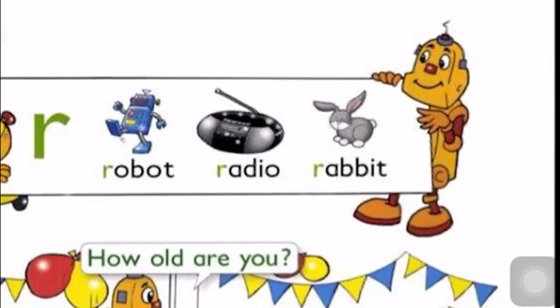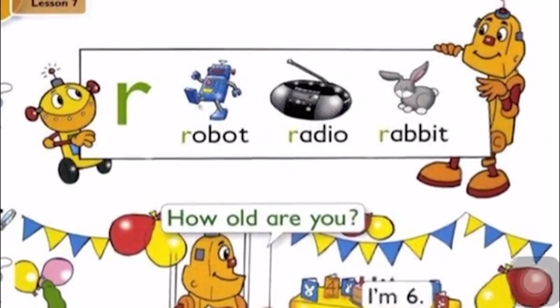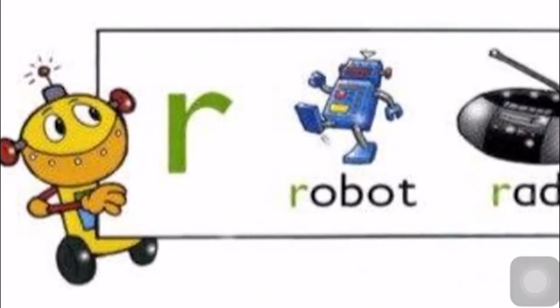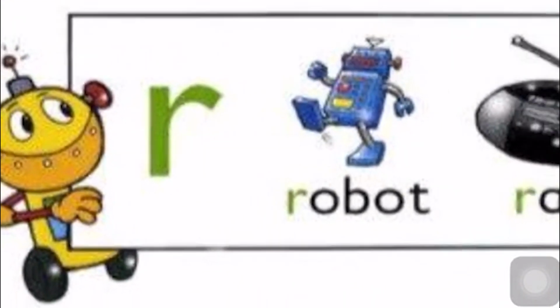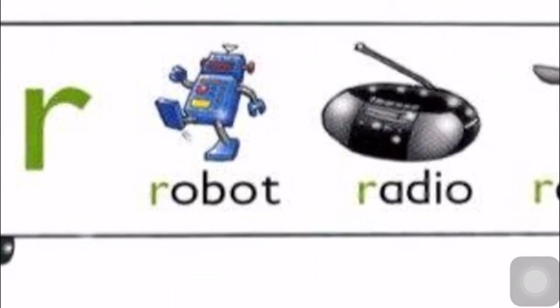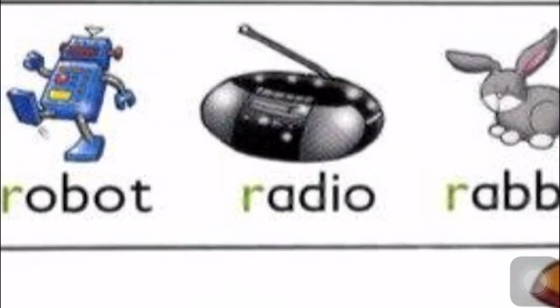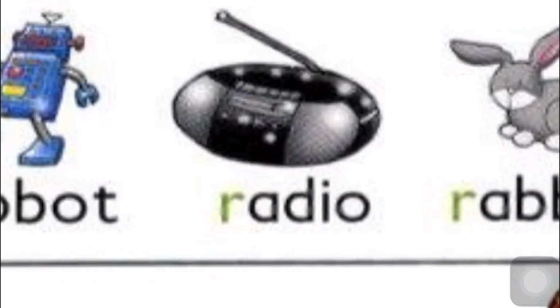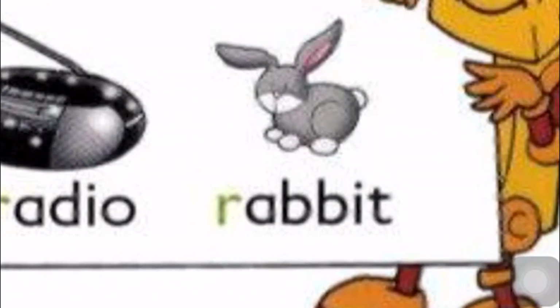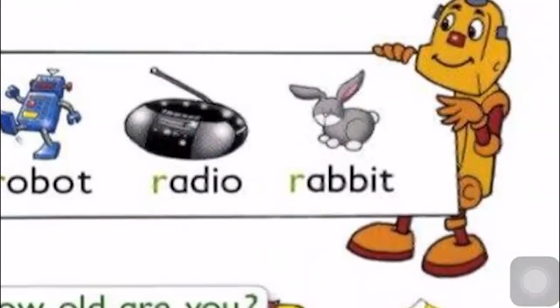So we have already listened to the audio of this lesson, which told us the sound of this letter, R. R is for what? Robot. Robot means a robot man, or a toy robot. Then we have radio. Radio. Rabbit. Rabbit means rabbit.